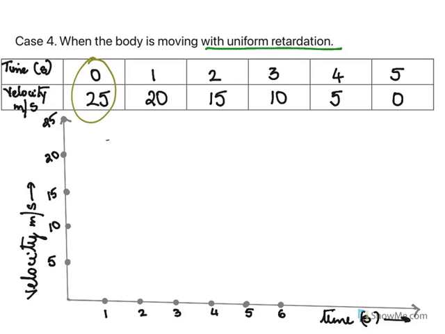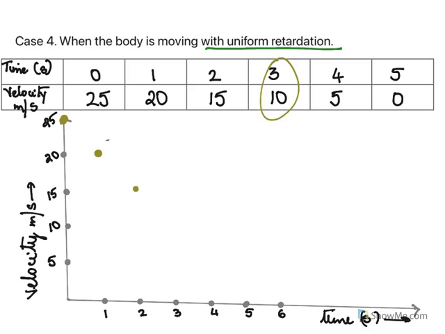The first reading is 0 to 25. Time 0, velocity 25, and that would be at this point. Next we have time 1, velocity 20. Have you noticed the velocity is decreasing? So time 1, velocity 20, and it would be at this point. Next is time 2, velocity 15. So time 2, velocity 15, and the point would be somewhere here.